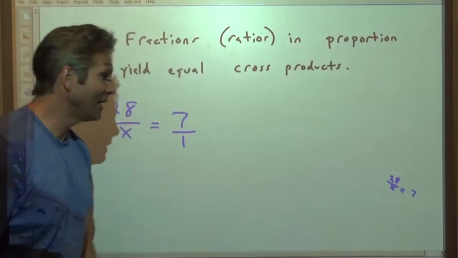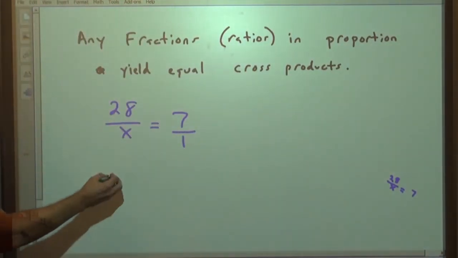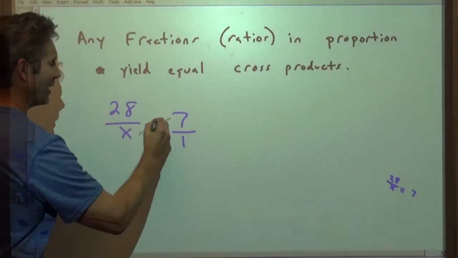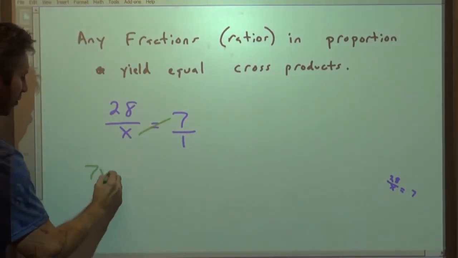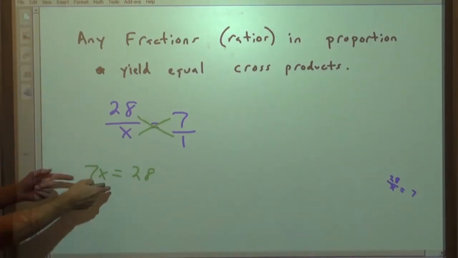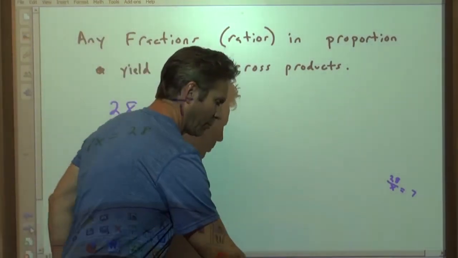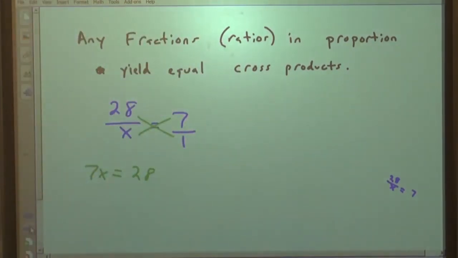So you're going to find that the easiest way to solve that problem is to put it over 1 and say, now, because they're two fractions that are in proportion, we can cross multiply and know that the results must be equal. That's an easy equation to solve. Divide by 7, x equals 4. Proportions, ratios, rates of change.